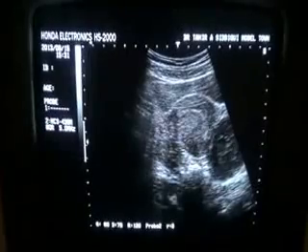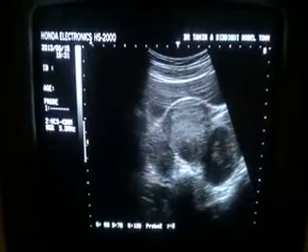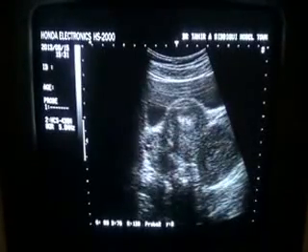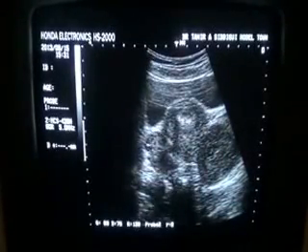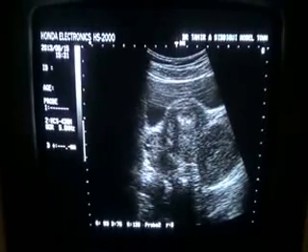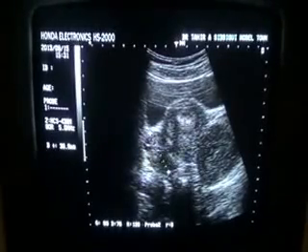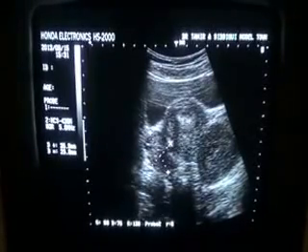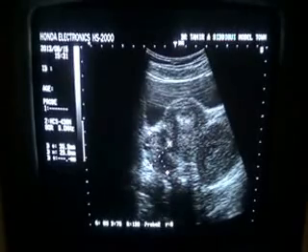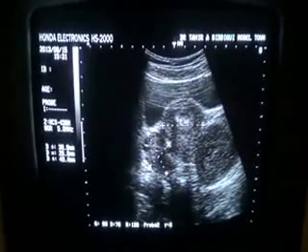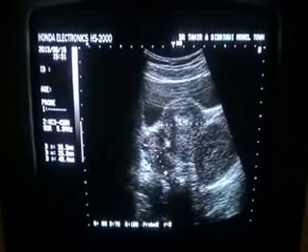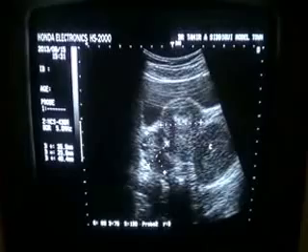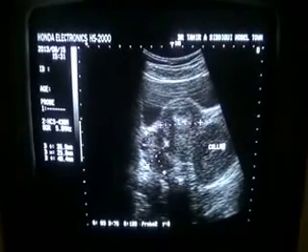This is the transverse section, and in transverse section this is the right ovary, measuring 3.5 by 2.5. This is the uterus in transverse section, and this is a collection in the region of the left adnexa.